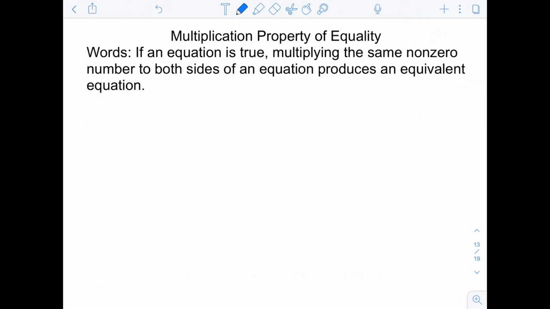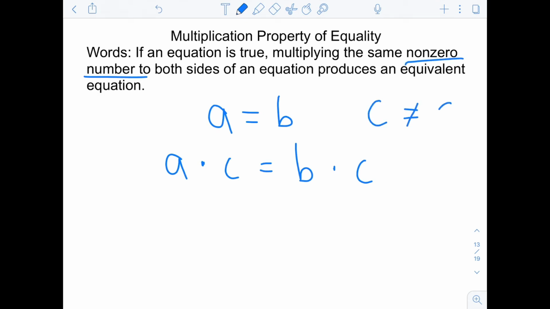So now let's talk about the multiplication property of equality. That says that if an equation is true, multiplying the same non-zero number to both sides of an equation produces an equivalent equation. So if I have A equals B, I can multiply C to both sides to get this equivalent equation. And C is a non-zero number, so C does not equal 0. Because if C is 0, then you'll be left with 0 equals 0, which is not helpful.